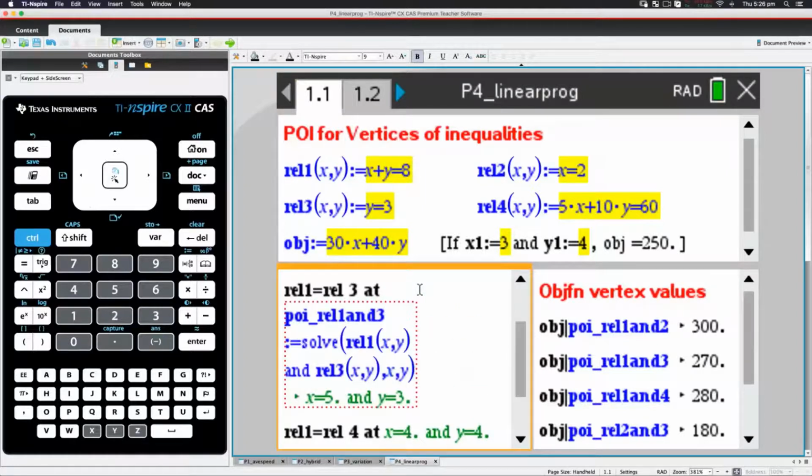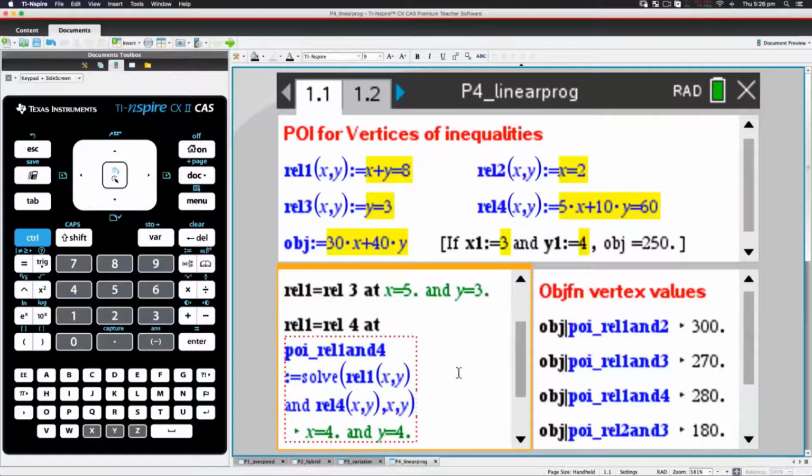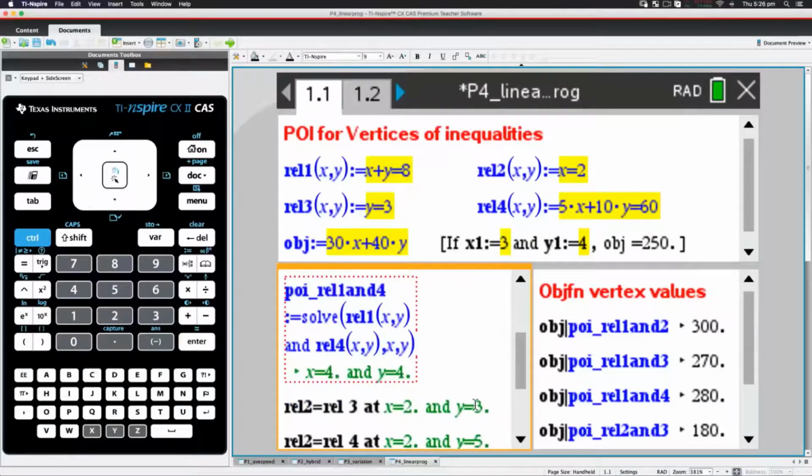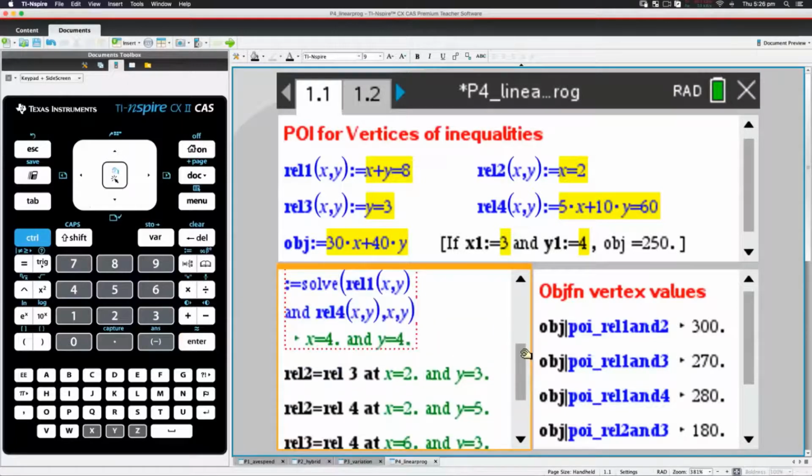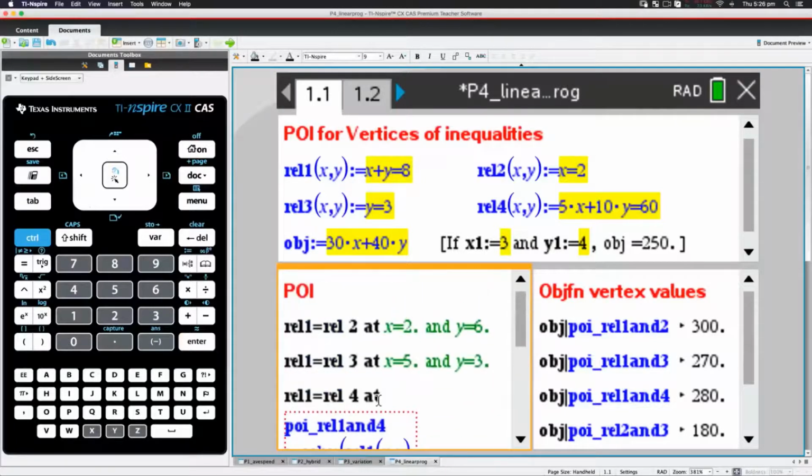So I'll just hover over this for a bit. This is saying to find the point of intersection of relation 1 and relation 3, just do a solve. When does relation 1 equal relation 3? And give me the answer to that, the X and the Y value. So that's what that's for. You'll notice that it does it for all of the 6 possible points of intersection.